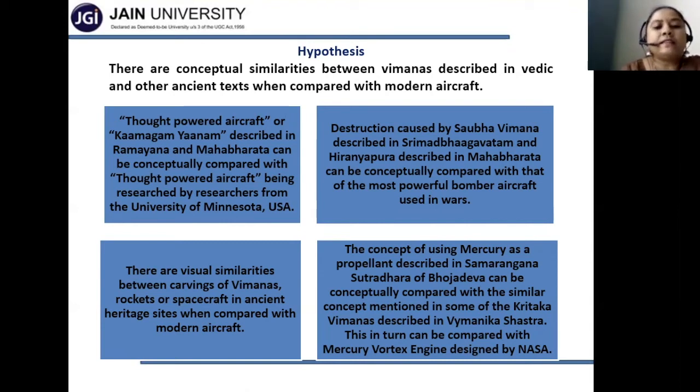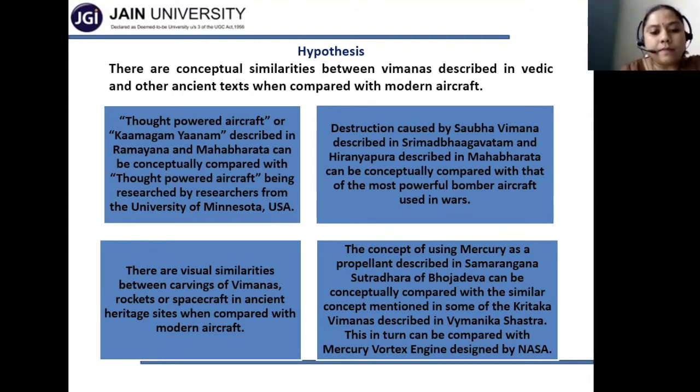And then there were visual similarities between carvings of Vimanas or rockets or spacecraft in ancient heritage sites when compared with modern aircraft. If we see Ellora, in cave number 16, we have a carving where Ravana has tied his Vimana to his back. That can be compared with a modern jetpack. Similarly, there are many other carvings of ancient Vimanas across the world. Maybe the Seti temple, which can be compared with our modern helicopter. We'll get into the details of it in further slides.